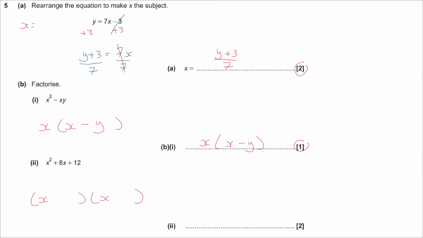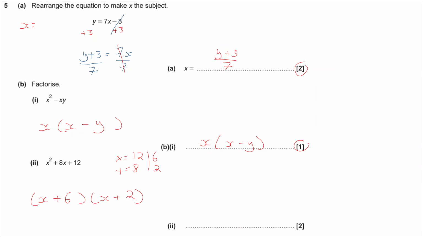Now, the process for this, you need numbers that multiply to give you the last number, which is positive 12, so times to make 12, and that add to give you the middle number, which is positive 8. Now, these numbers are going to be 6 and 2. And let's just double check it, because what is 6 times 2? 12. What is 6 add 2? It gives you 8. So your numbers are going to be x plus 6 and x plus 2.